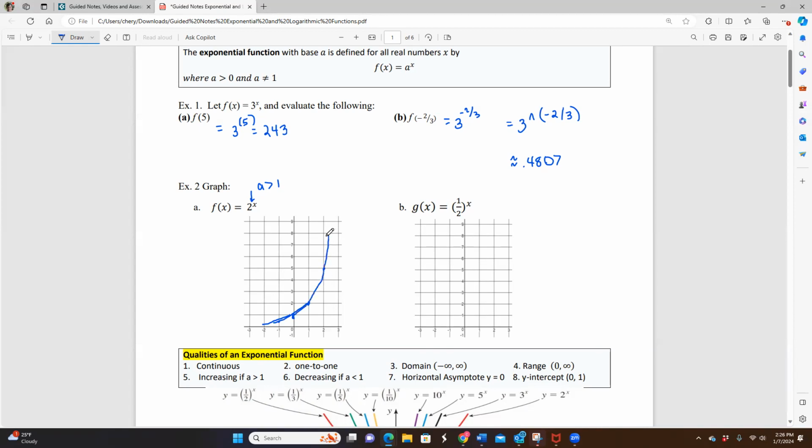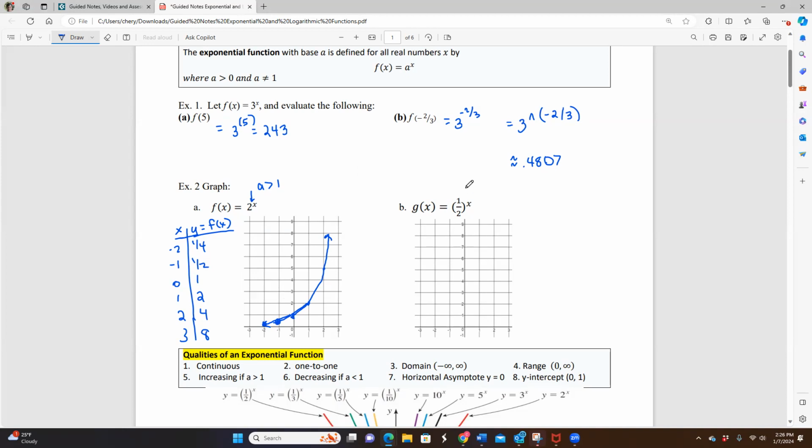You can get your graphers or Desmos to graph that, or you could use a table of values. If you'd used a table of values for x and y, which is the same as f of x, and plugged in some negative values for x as the exponent, here you get 1/4, 1/2, 1, 2, 4, and 8. So this leads to the ordered pairs negative 2 and 1/4, negative 1 is at 1/2, 0 is at 1, etc.